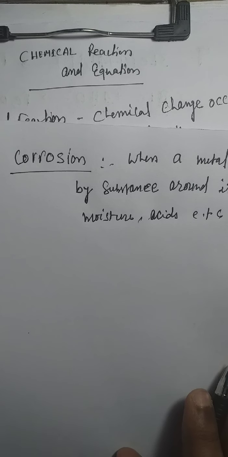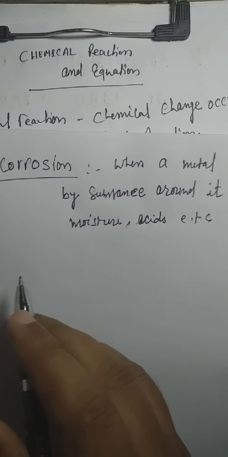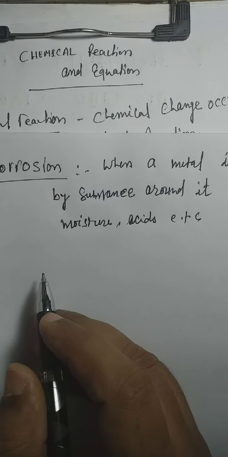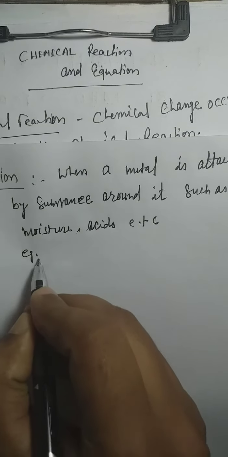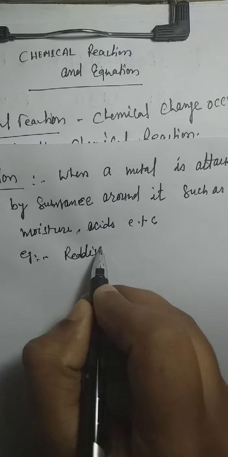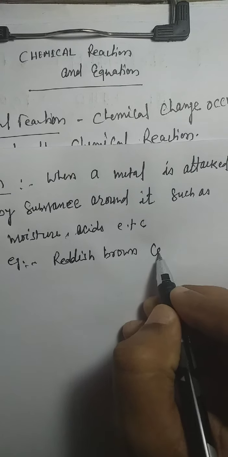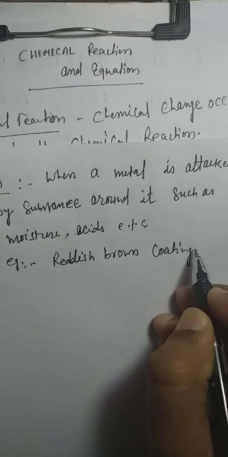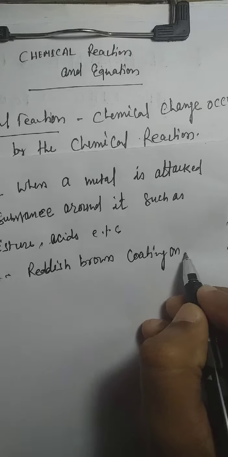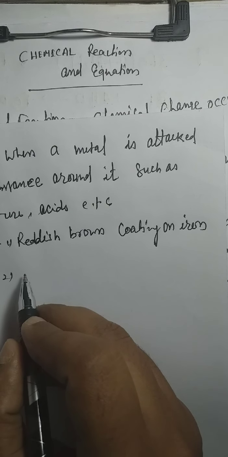We are taking some examples also, based on corrosion. The example is the reddish brown coating on iron. It is a very normal example we see around us. This is an example of corrosion. And a second example, if you want: black coating on silver.